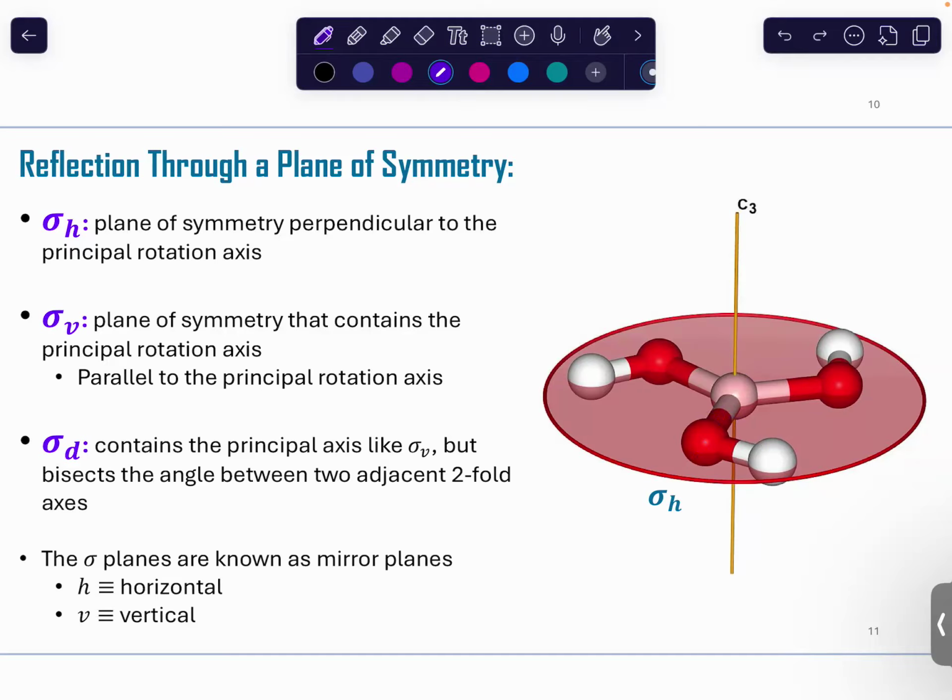And then your sigma d is your dihedral planes. These are going to bisect two adjacent twofold axes. These will take some practice to get used to, because sometimes they're on C2 axes, but they bisect other C2 axes. It takes some getting used to.